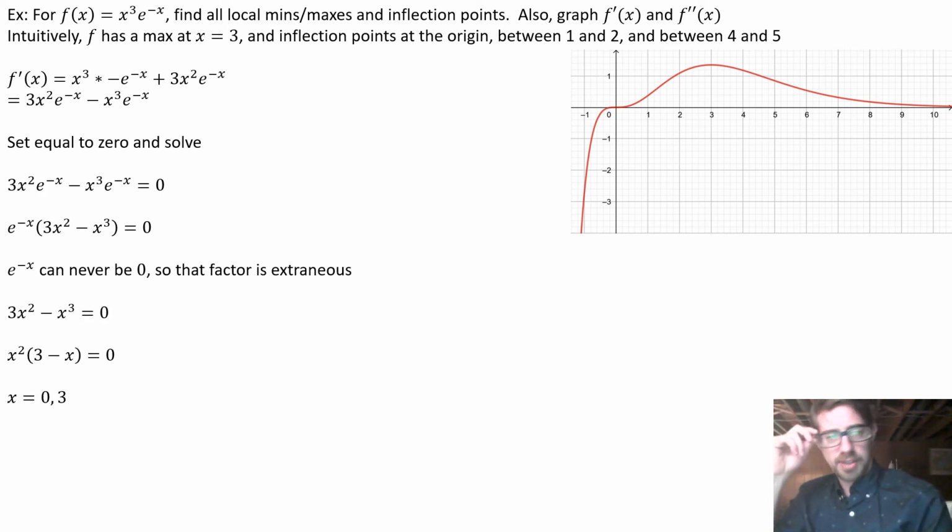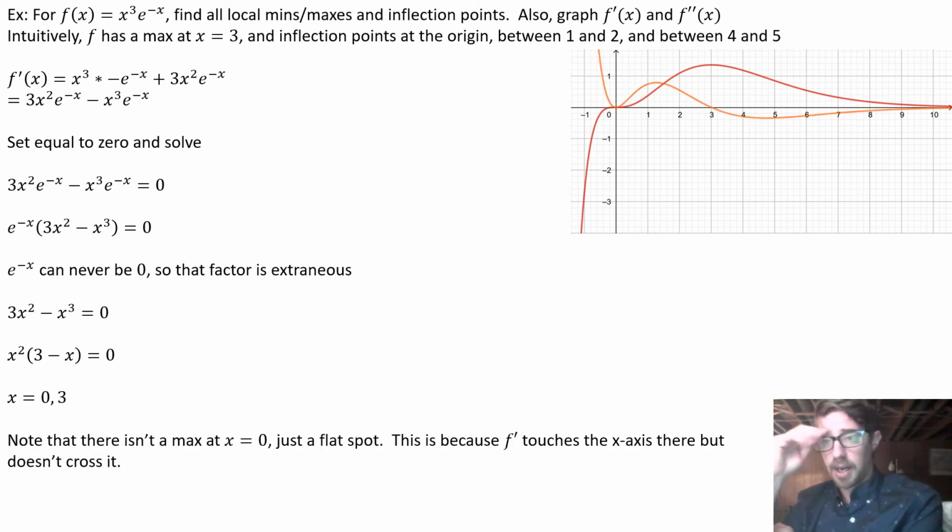I've done a couple algebra steps here because you know how to factor. So take out as much as you possibly can, which in this case is just an x squared. So it factors x squared times 3 minus x equals 0. So obviously x is either 0 or 3. Which is good because that's what we see with our eyes. There is a max at 3. And then there's one of those flat spots at 0. So you don't have to prove that that's not a max. Just use the graph. Don't tell me that's a max when you can see with your eyes that it's not. It's just a 0 of the derivative.